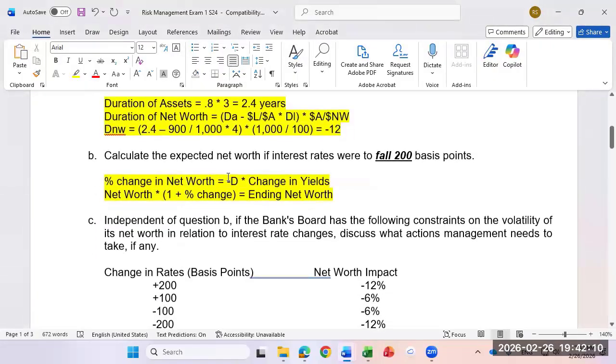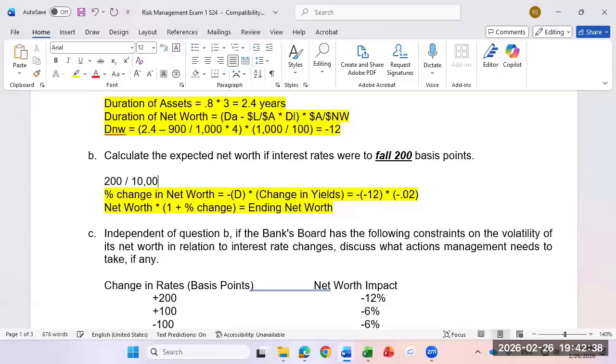Now, in this question, I'm real picky. I do minus parentheses duration times parentheses change in yield because you got all these negative numbers. So I'm going to say equal minus parentheses minus 12 times parentheses. Interest rates are falling. How much is 200 basis points? 0.02, right? You take 200 divided by 10,000 equals 0.02. So basis points is 1/10,000th. So what does that equal?